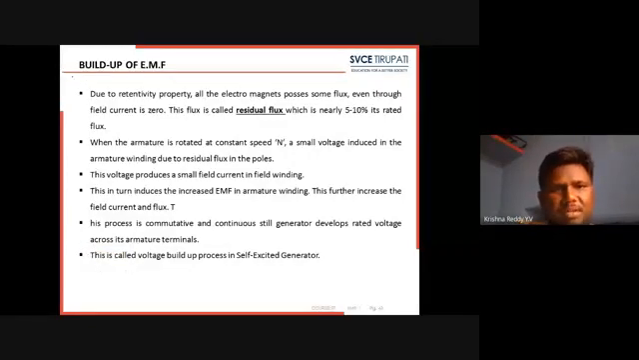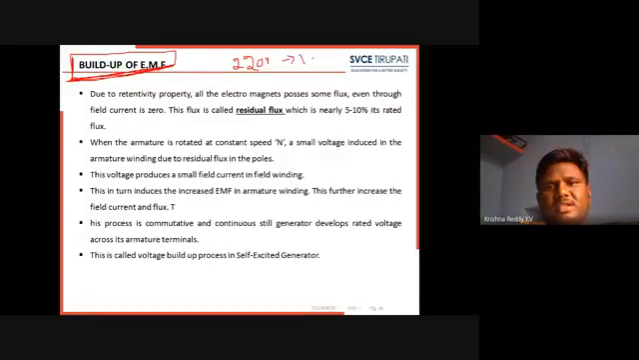Our next topic is build-up of EMF. How do we build up the EMF in case of a DC generator? Actually, if you are taking the DC generators, it is 220 volts when we are dealing with single phase. If you are dealing with three phase, DC voltage is 440 volts. 220 volts or 440 volts.